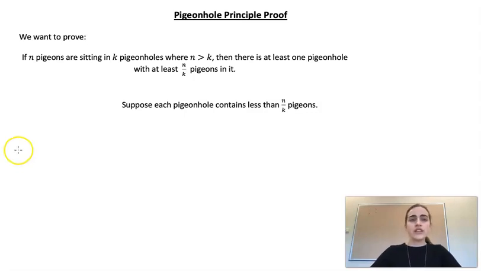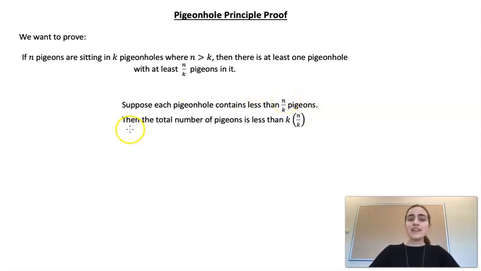The more generalized version is: if n pigeons are sitting in k pigeonholes, where n is greater than k, so we have more pigeons than we do pigeonholes, then there is at least 1 pigeonhole with at least n divided by k pigeons in it. So we start by assuming the opposite. We start by assuming that each pigeonhole contains less than n over k pigeons.